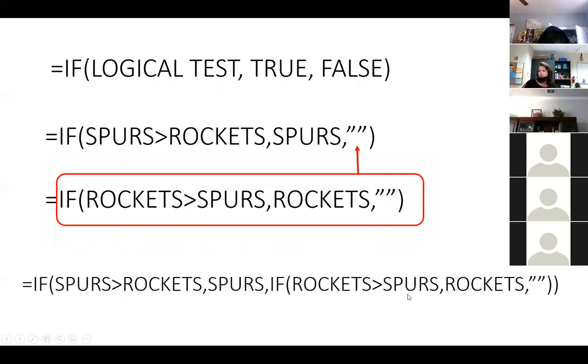So this is what it would actually look like. If the Spurs is greater than the Rockets, then the Spurs won. But if not, check to see if the Rockets is greater than the Spurs, and if that's the case, the Rockets won. Okay. So the commas separate the three parts right here. The logical test, which is the greater than, less than, equal to, comma, what happens if it's true, comma, what happens if it's false. The empty quotation marks just say leave it blank, okay?